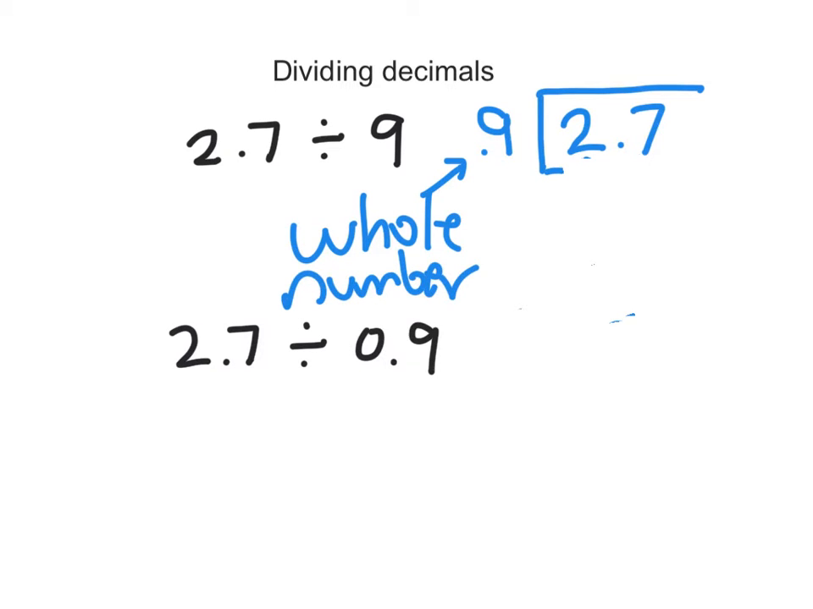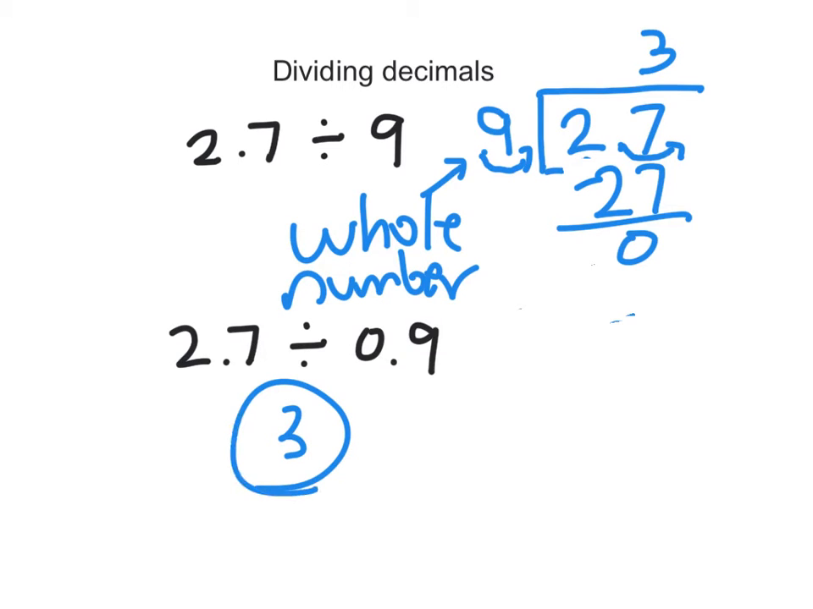So in this case, I can get rid of the decimal point and the places, rather, just by moving the decimal point one place to the right. But whatever I do to the divisor, I must do to the dividend, the number in the house. So I'd move that one place as well. So this actually would become 9 into 27, which would be exactly 3. Okay, so the answer to the second problem was 3. The answer to the first problem was 3/10.